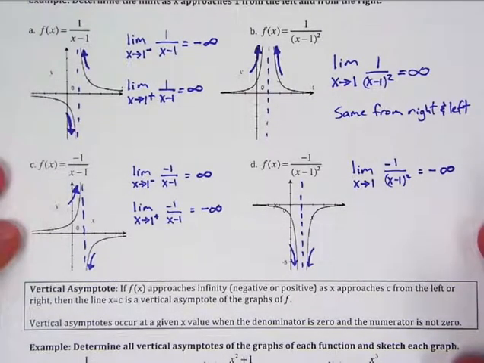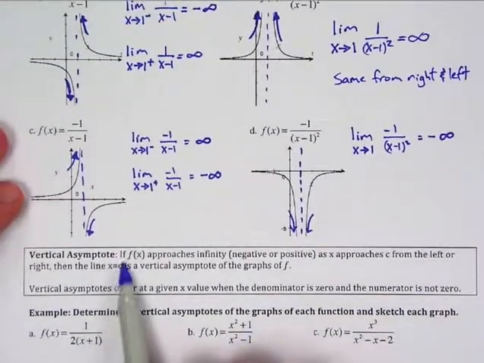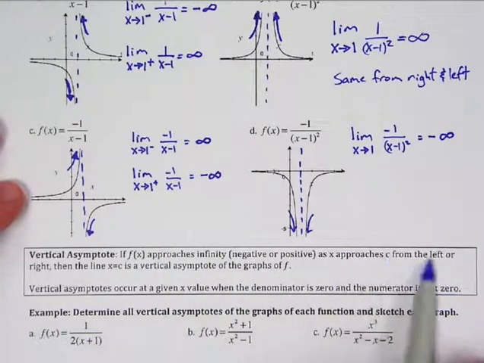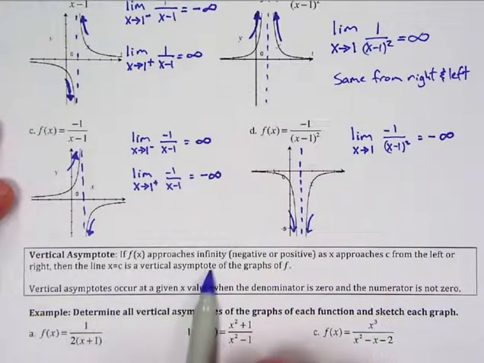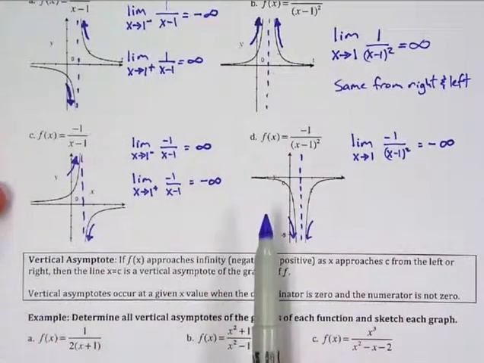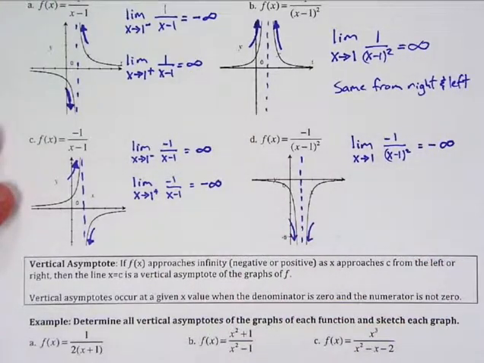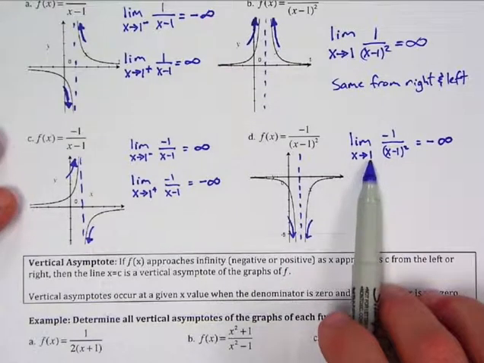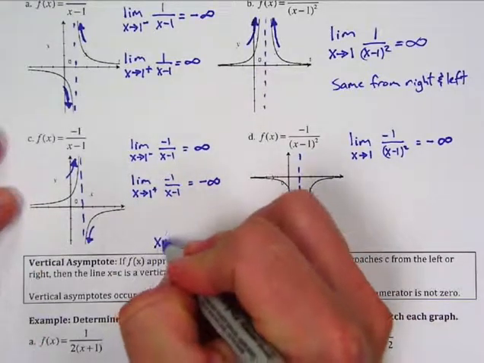So these limits here are going to highlight something called a vertical asymptote. It says, if f of x approaches infinity, either negative or positive, as x approaches c from the left or the right, then the line x equals c is a vertical asymptote of the graph of f. Just looking at all of these, our limits are all going to infinity or negative infinity as x approaches 1. And so here, c is 1. So all of these vertical asymptotes are going to be at x equals 1.